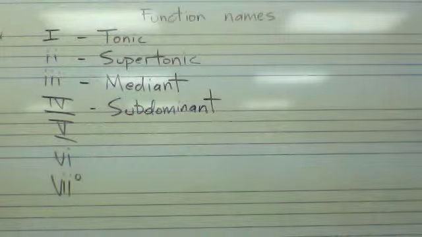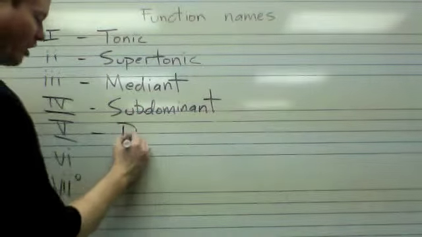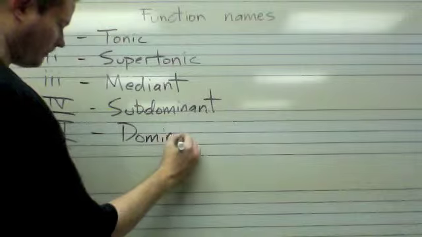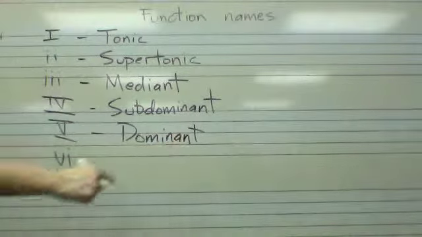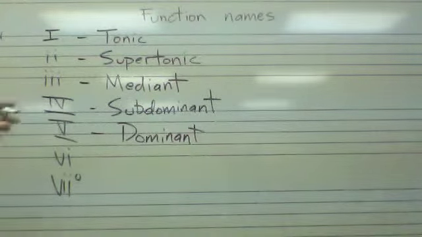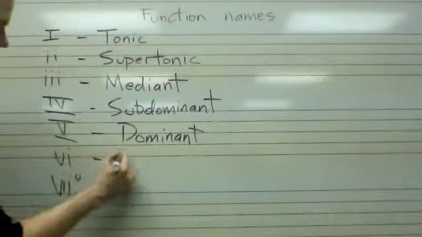And you'll see in a second why it's called subdominant. It's because it's below the dominant chord. We've seen that term before. I'm going to come back to that in a second. Let me finish this out.